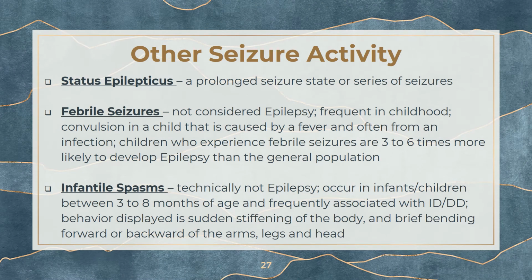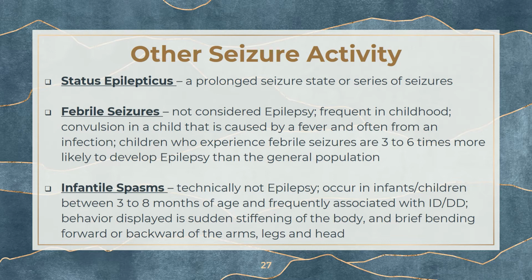There are behaviors that are considered forms of seizure activity. Status epilepticus is a prolonged seizure state or series of seizures and is considered an emergency situation, which will be covered in more detail. Febrile seizures are not technically epilepsy and are frequent in childhood. They are convulsions caused by a fever and/or an infection. Children who have experienced febrile seizures are 3 to 6 times more likely to eventually develop epilepsy than the general population.